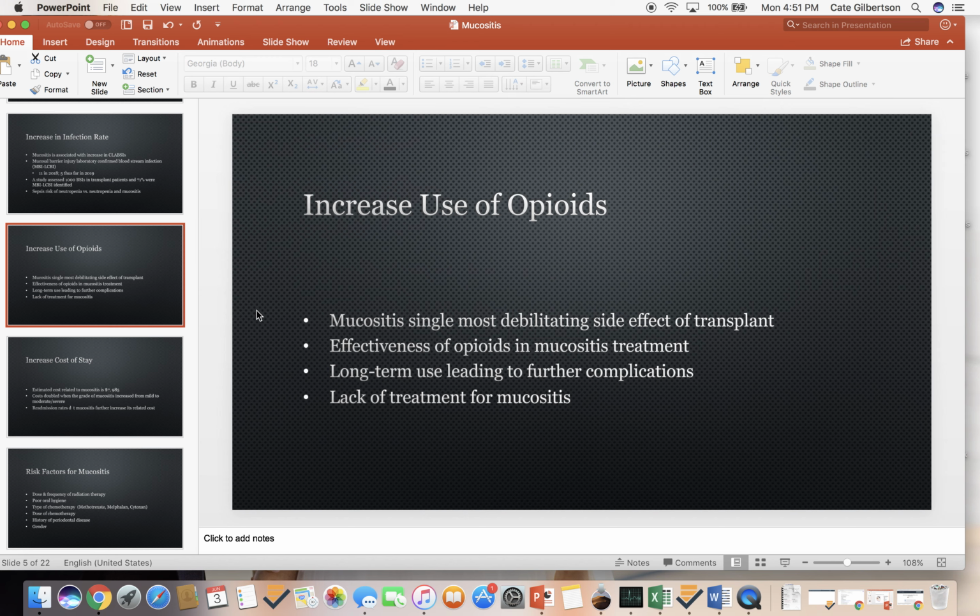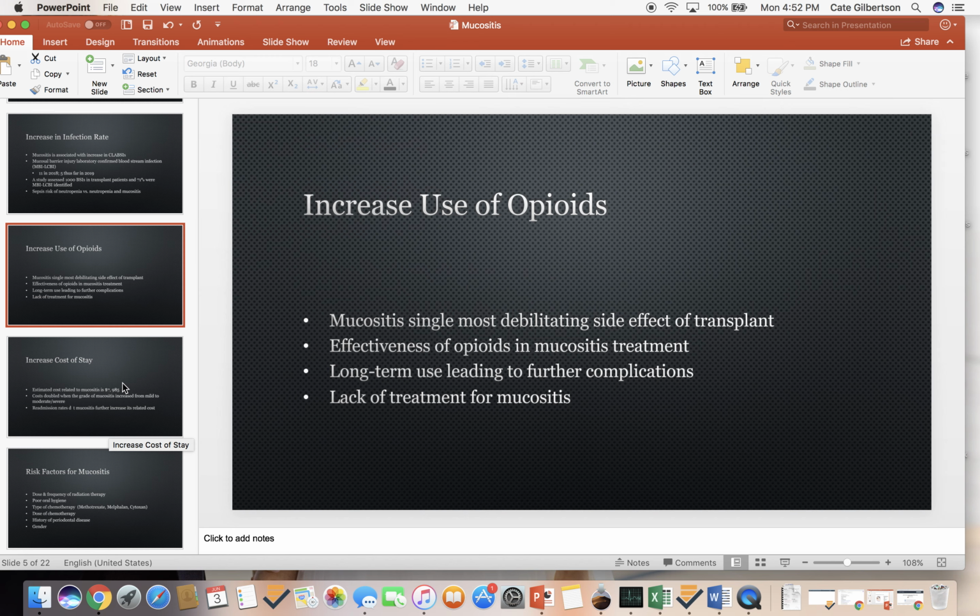The effectiveness of opioids in mucositis treatment is questionable. Like, as we touched on, the majority of it is just sedating the patient or trying to help them forget it. It doesn't necessarily do a great job of taking the pain away, and it certainly doesn't treat anything.